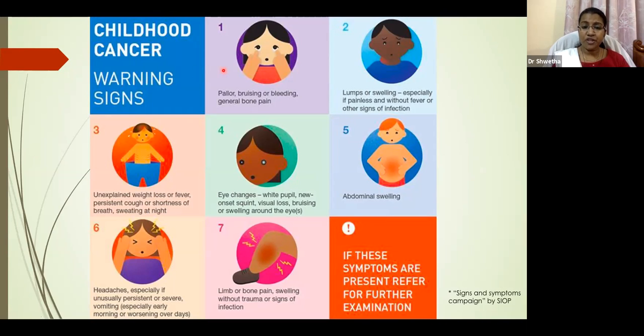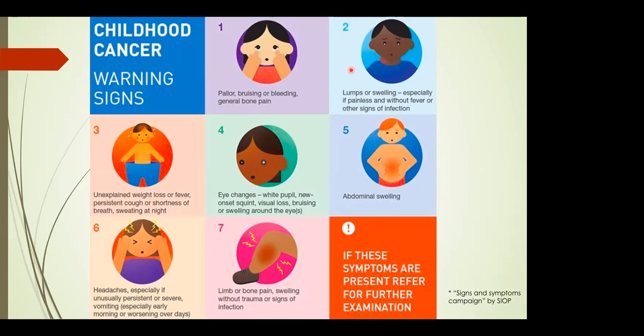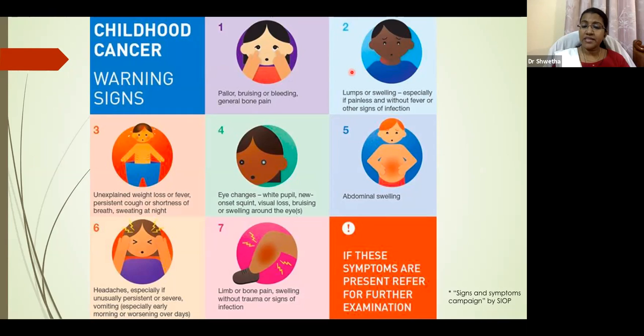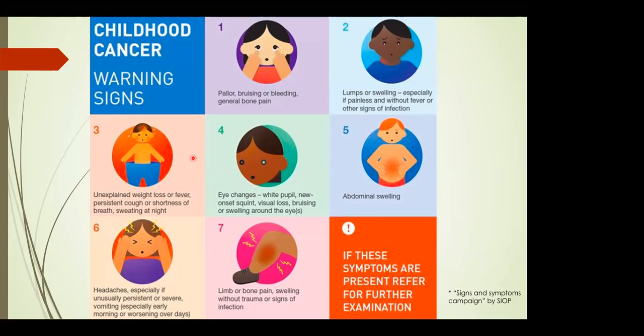So the first picture shows a child with pallor, bruising, bleeding, and general bone pain, which is a common sign of acute leukemias. Then the second one, we can see lumps or swellings, especially if they're painless and without any fever or other signs of infection. Unexplained weight loss or fever, sweating at night. These are all B symptoms that are commonly associated with lymphomas like Hodgkin's lymphoma.